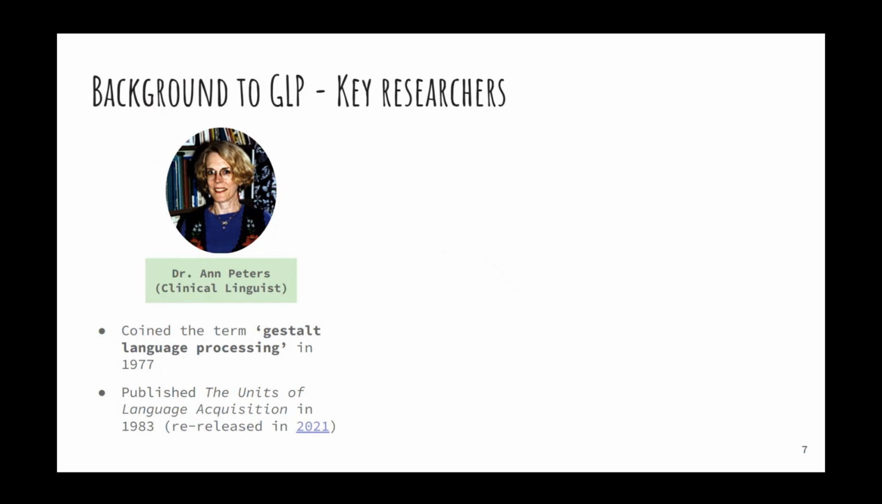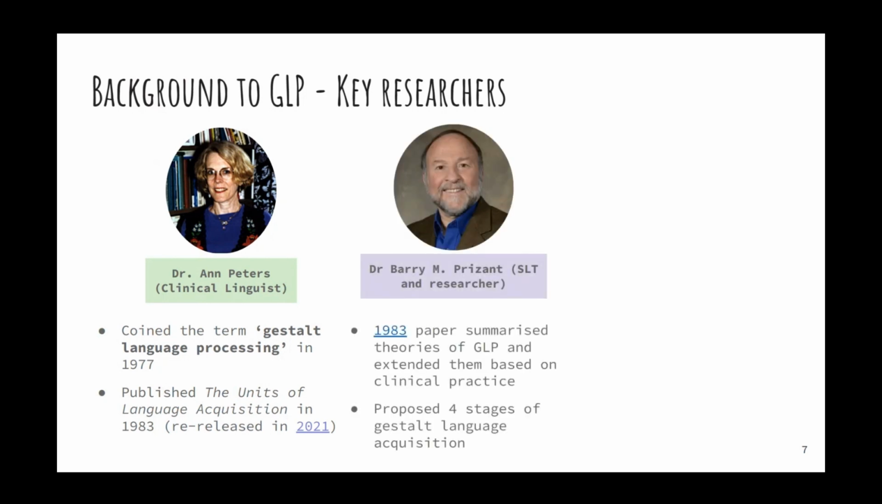And this idea was extended by Dr. Barry Prizant. He's an SLT and autism researcher, so you might have heard of him because he's one of the people behind the SCERTS model of intervention. And he published a paper in 1983 which proposed 4 different stages of Gestalt language acquisition, and we're going to come on to those in a few slides' time.